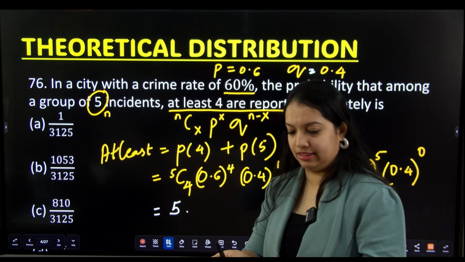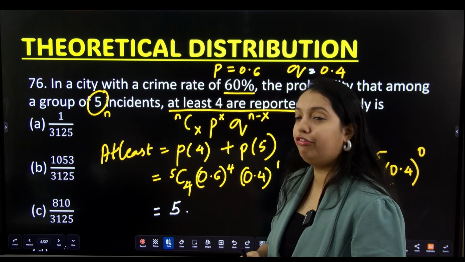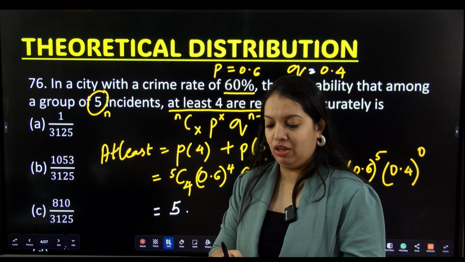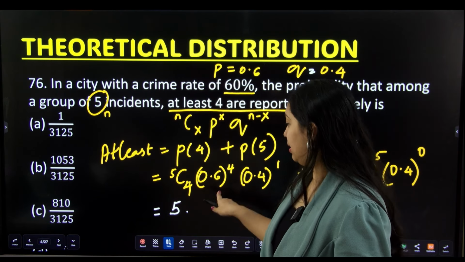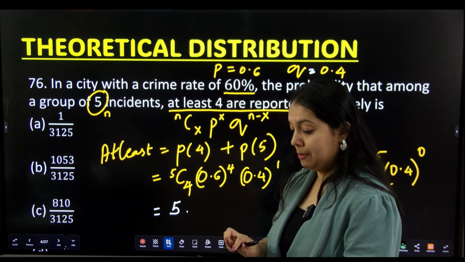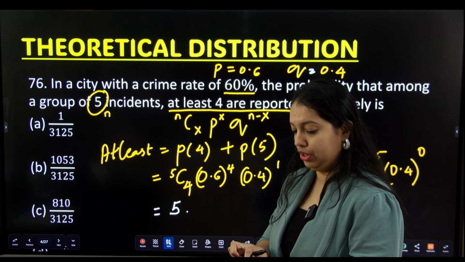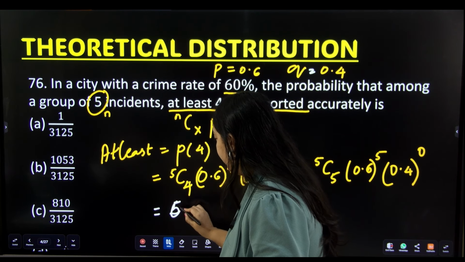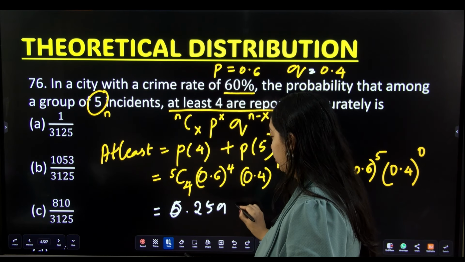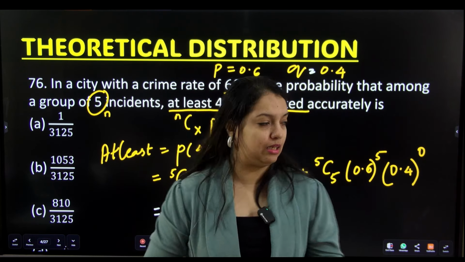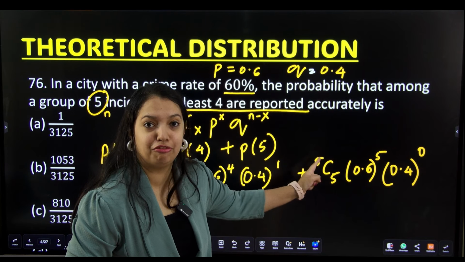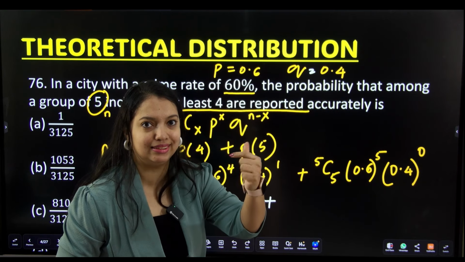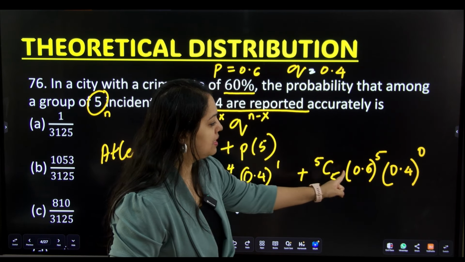Start this in the calculator itself. 0.6 power 4 means into, equal to button for 3 times. I'm getting 0.1296 into 0.4 into 5. Let's do this directly. I'm getting 0.2592 plus, tell me what is the value for nCn. 5C5 value is equal to 1. nCn is always equal to 1.